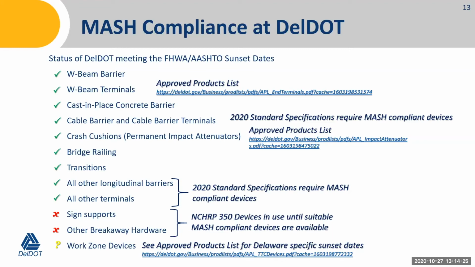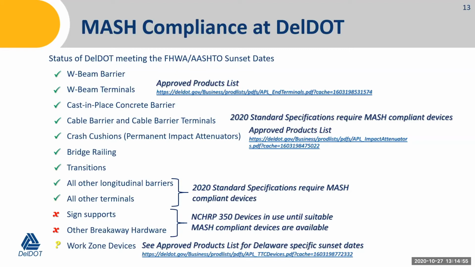W-beam terminals and the crash cushions, or what we call permanent impact attenuators, refer to the approved products list for those devices. And you will see only MASH devices on those lists that we allow for installation from this point forward. So any contract going out now is going to have a MASH compliant device for a permanent situation. Cable barrier and cable terminals, that's addressed through the spec. The remainder of the W-beam and the barrier, that's addressed through the standard details.